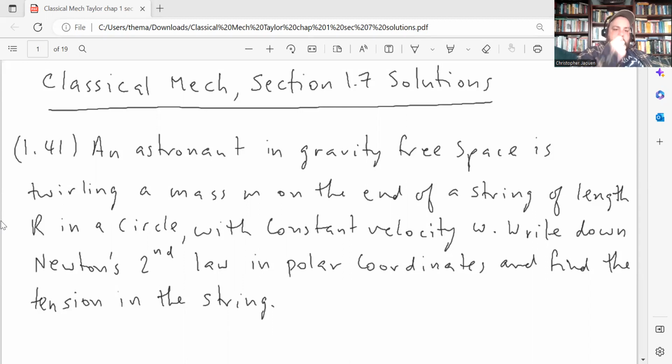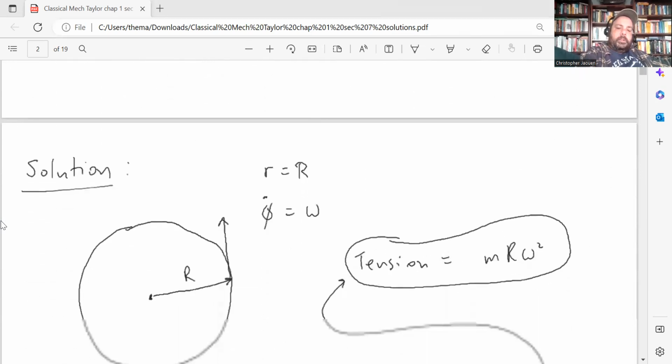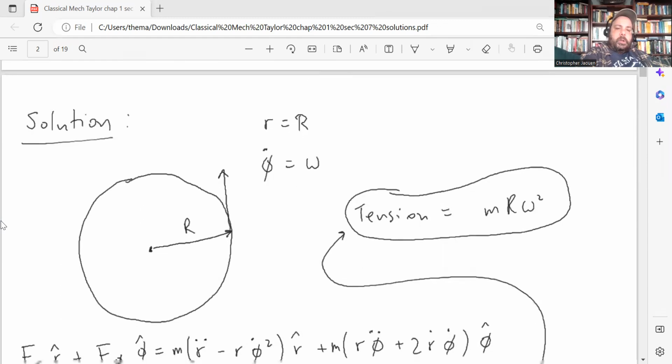All right, so let's see. 1.41 says an astronaut in gravity-free space is twirling a mass m on the end of a string of length r in a circle with constant angular velocity omega. Write down Newton's second law in polar coordinates and find the tension in the string. All right, so here's the solution.